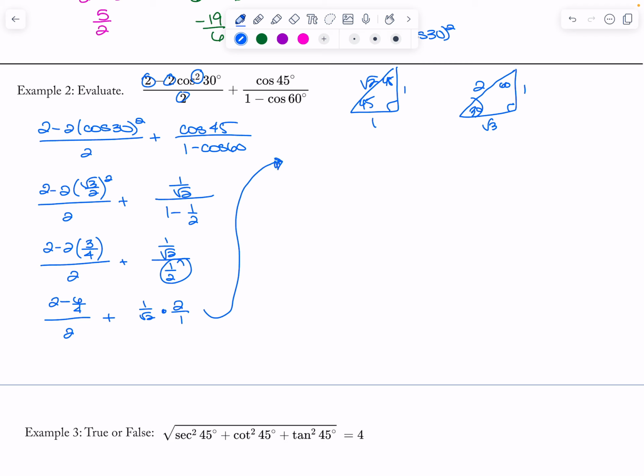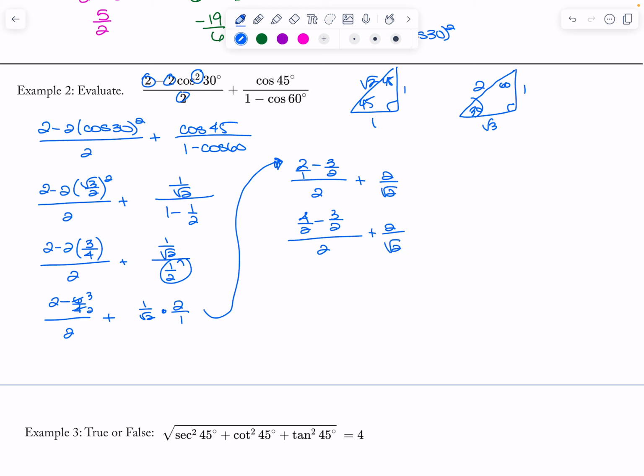I'm running out of room here. So I have 6 over 4, which is the same thing as 3 over 2. So I have 2 minus 3/2, all over 2 plus 2 over root 2. I find a common denominator in my numerator, which is 2. So 4 over 2 minus 3 over 2, all over 2, plus 2 over root 2.